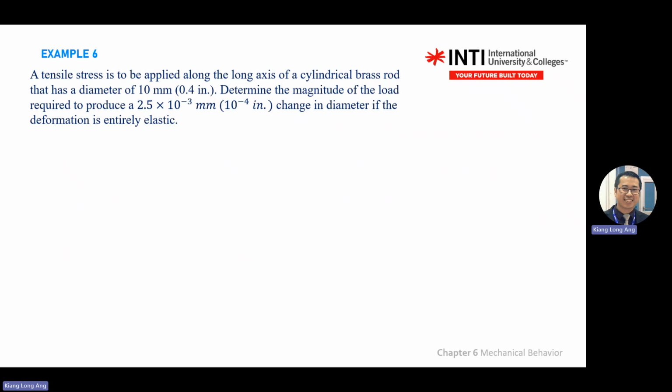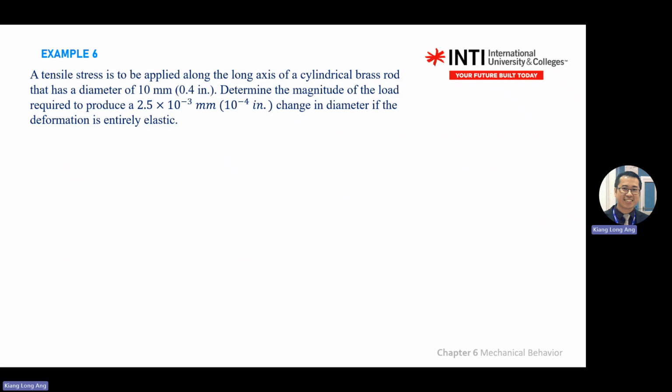It has a diameter D0, which is given. Determine the magnitude of the load required. In this case, it asks you to find the force to produce a change in diameter from D0 to D1, also given. If the deformation is entirely elastic, you see the word elastic, it means you need to pull Hooke's law into your equation: stress equals modulus of Young times strain, or shear stress equals G times shear strain. It depends on what question I ask you.